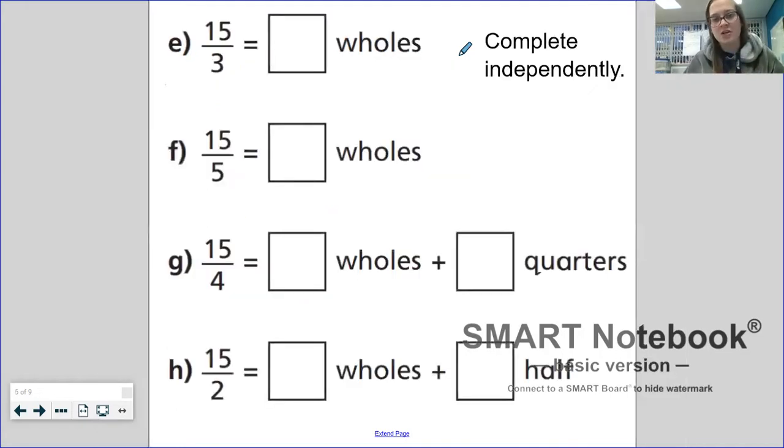Okay, pause the video now and complete these independently. Remember, we're counting in those multiples of the denominator to see how many until you get to that numerator. Have a go. Pause the video and we'll come back to see how I did it.